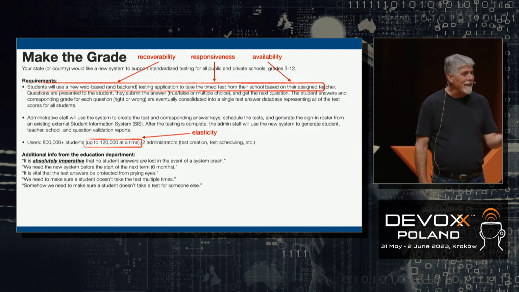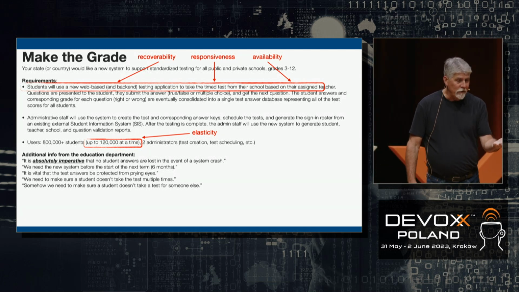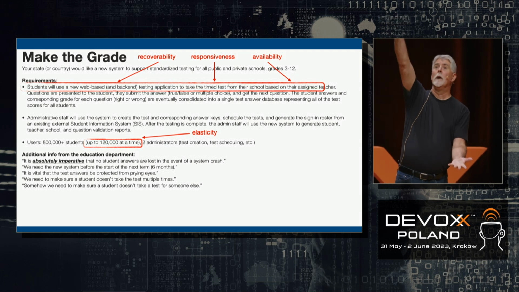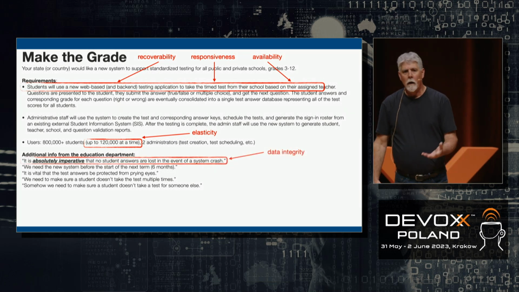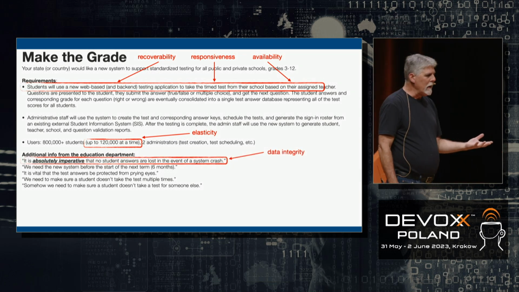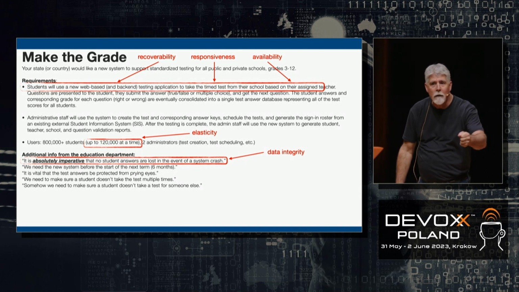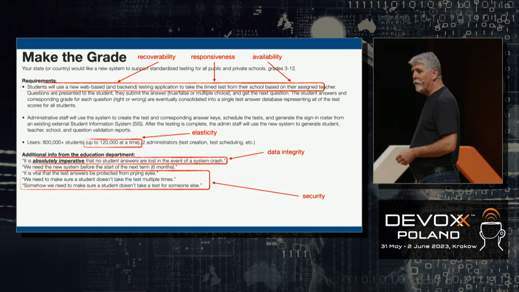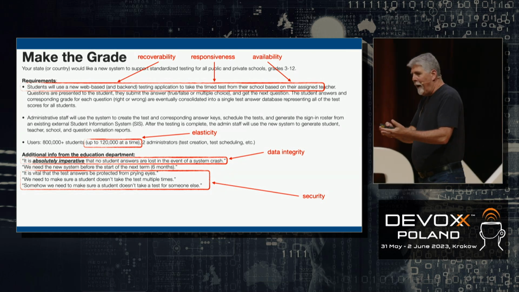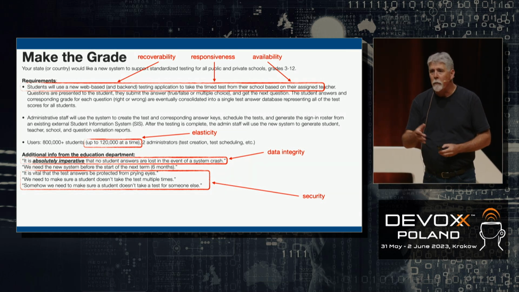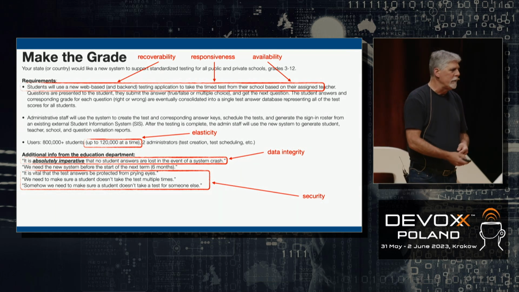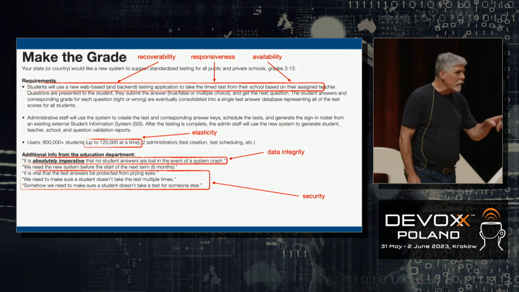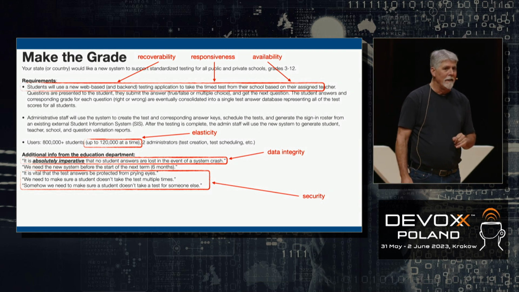Well, that's all about elasticity because the system isn't used all the time. But then all of a sudden, boom, 120,000 students. Also, high data integrity needs. We cannot ever, ever, ever lose a student answer. And also security concerns. We don't want these tests stolen out of the database. We don't want students taking a test for somebody else. These are our concerns. This is what we can test.